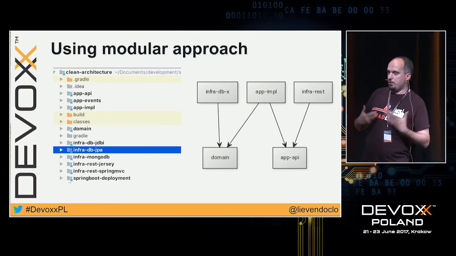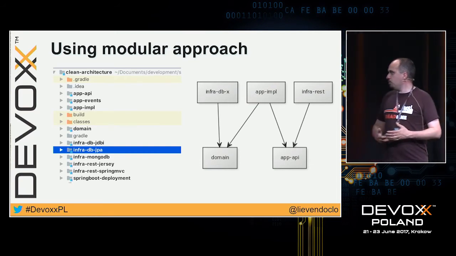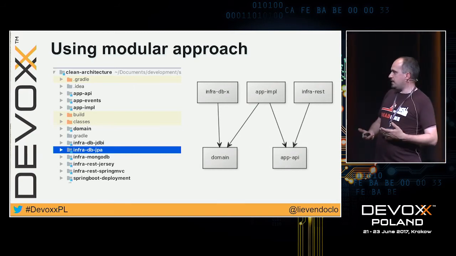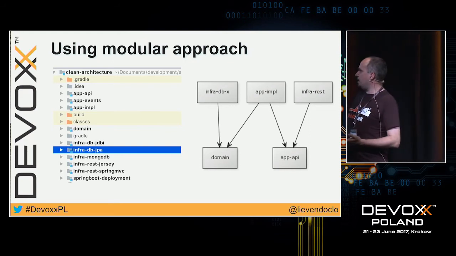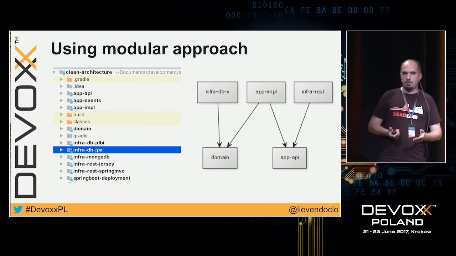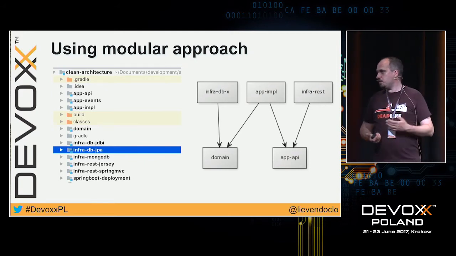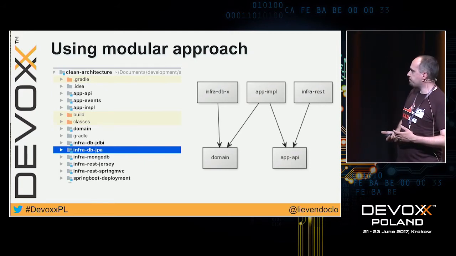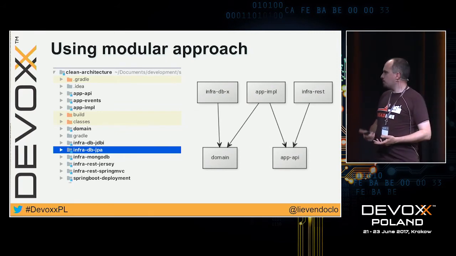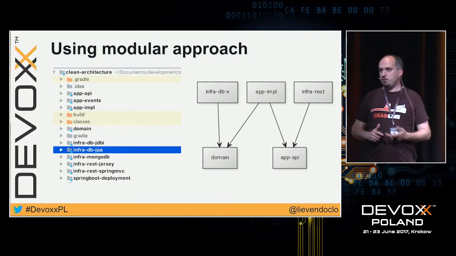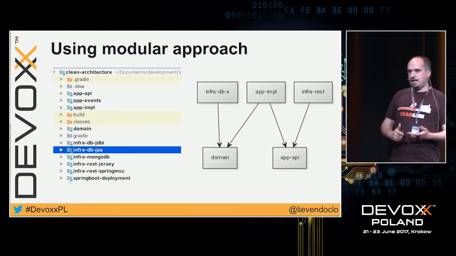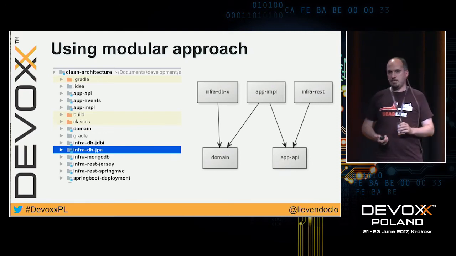I have a working example, and here you see that you have your app API and your app impl. And then I've got 3 implementations of my InfraDB layer, one with JDBI, which is a sort of wrapper layer around JDBC that makes it a bit more enjoyable to use. One with JPA, and one with MongoDB. On the infra-REST layer, I made 2 implementations, one with Jersey and one with Spring MVC. I can use any of those combinations without any problems.